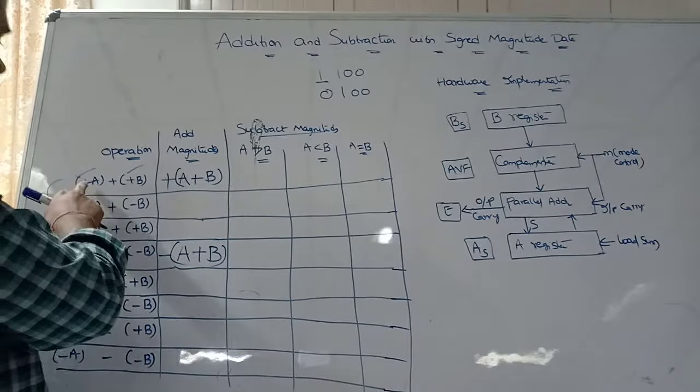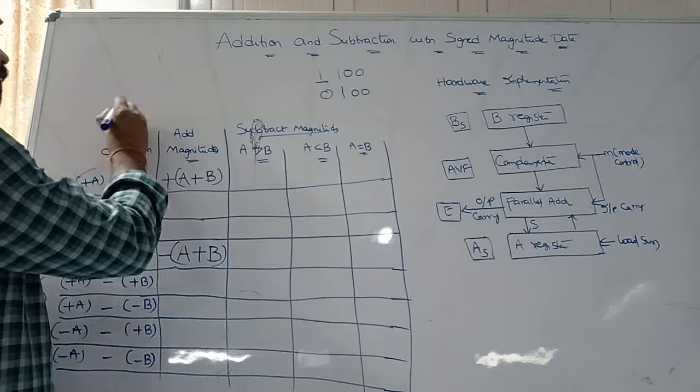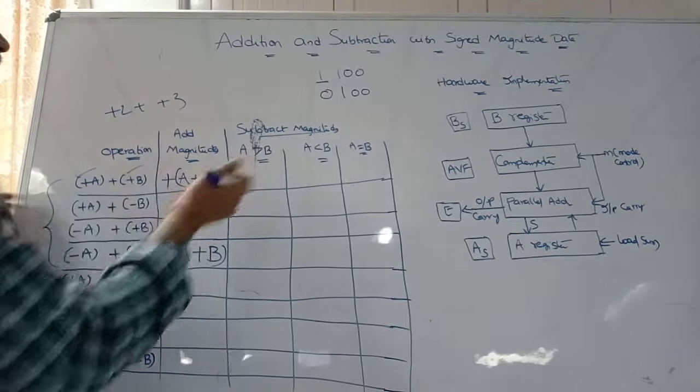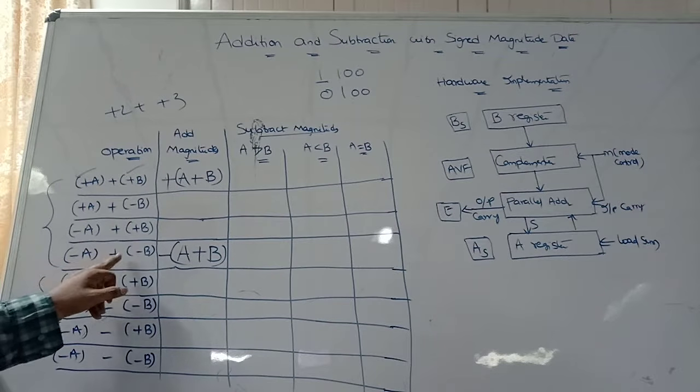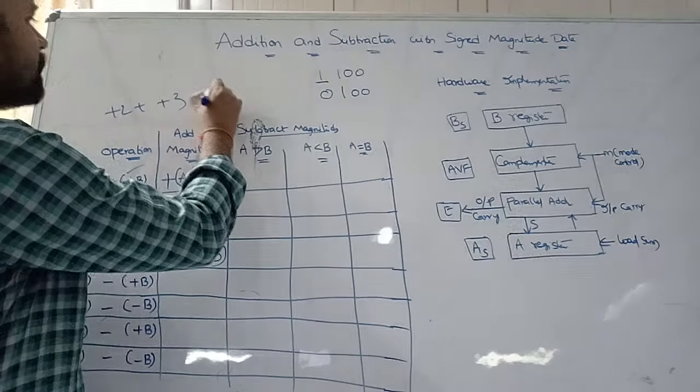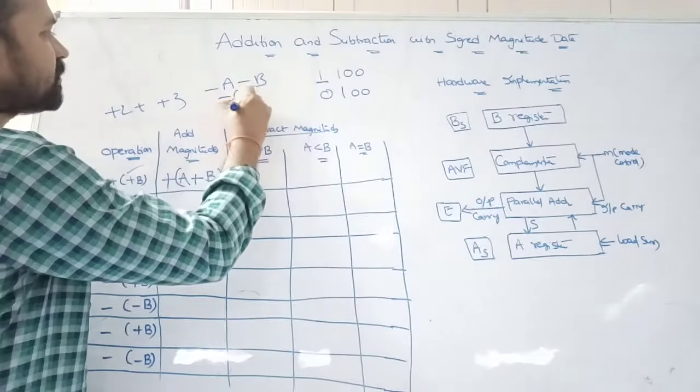So this is a very simple operation. Plus 2 plus 3 is nothing but plus 5, so plus of A plus B. And for the other case, minus A, plus into minus means minus, so minus A minus B, which is nothing but minus of A plus B.